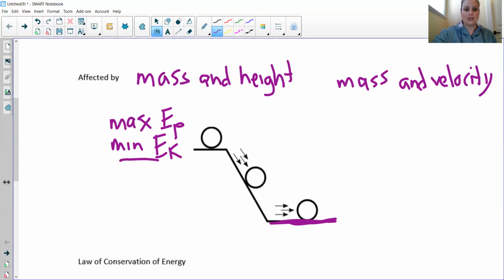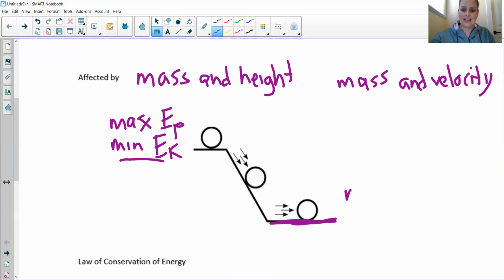At the beginning, there's no kinetic energy, but as it starts to go down, it starts to speed up. So all of a sudden, it's gaining energy. But energy cannot be created or destroyed, so that energy has to come from somewhere. And where is it coming from? The potential energy. So as the ball is falling down, the potential energy is being transformed into kinetic energy.